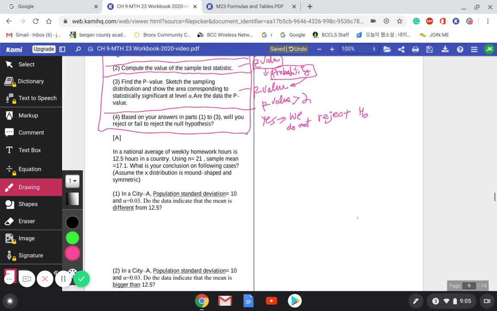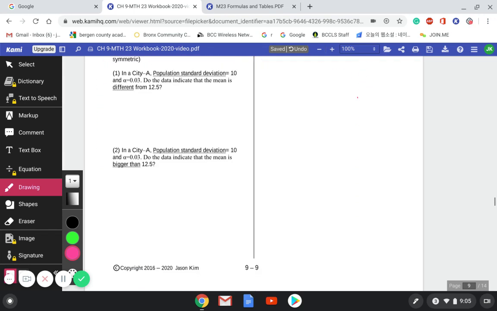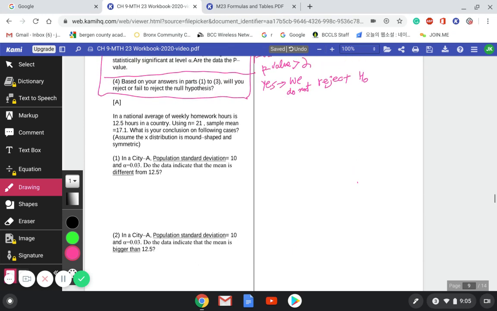Okay, so now let's look at some of the questions we have. I'm going to start from number 3, which is the easiest. But before we do that, we have to know what condition they have given first. According to the condition here, they said national average. Since it's the national average, we assume that this is the population mean. So mu is 12.5.